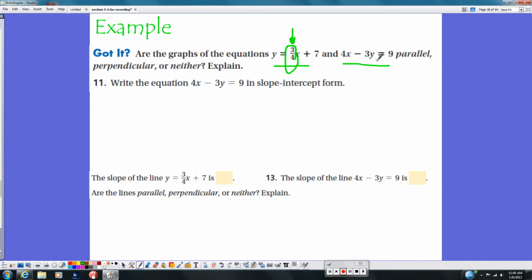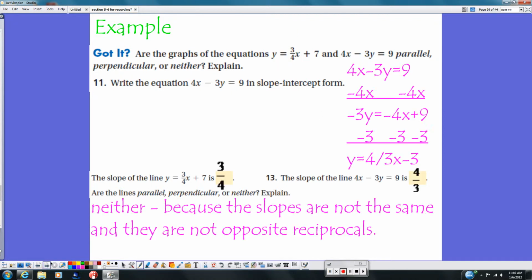This one, not so easy. We have to figure out the slope by putting this into slope-intercept form. So that's what we're going to do. We have our equation 4x minus 3y equals 9. We're going to subtract 4x from both sides. So we have negative 3y equals negative 4x plus 9. We're going to divide everything by a negative 3, and we end up with y equals 4/3 x minus 3.